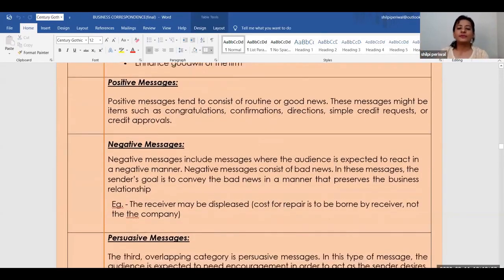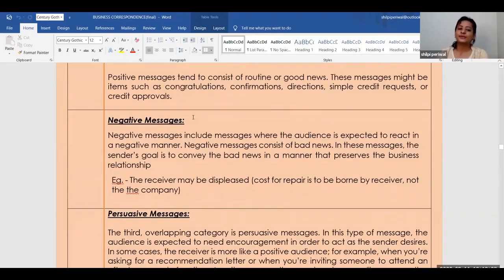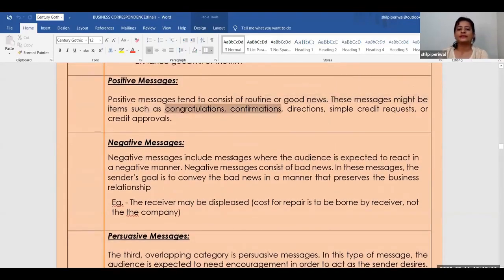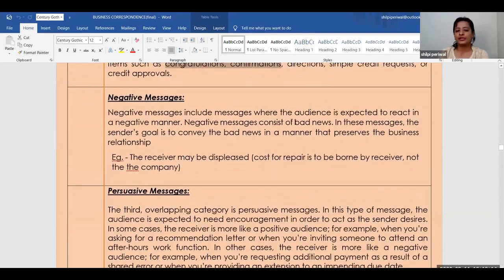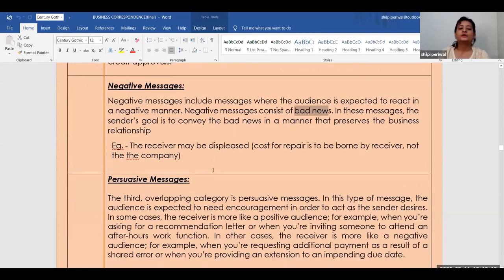Positive message, negative message, all of you would understand. Positive is something good, like congratulations. Negative messages are bad news. Okay, negative message is bad news.